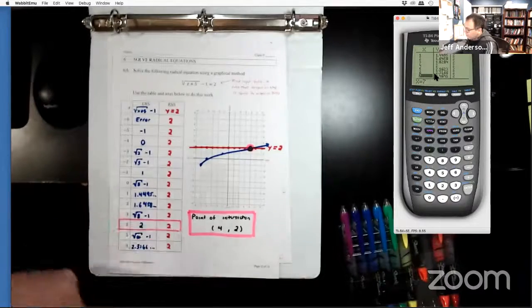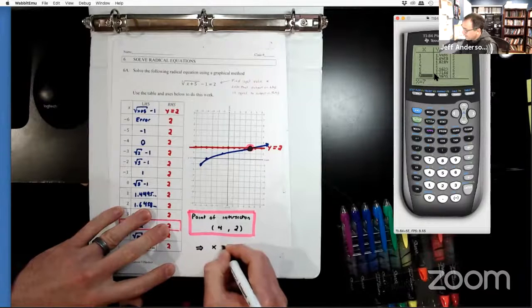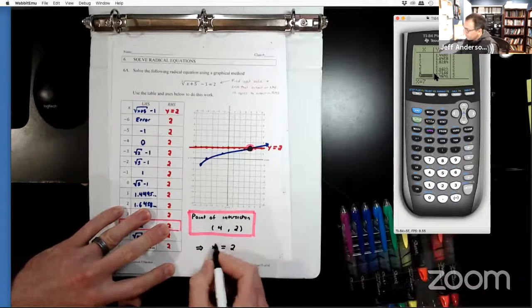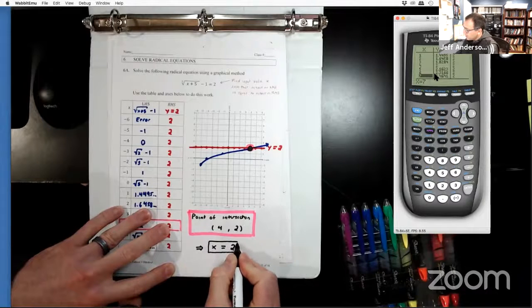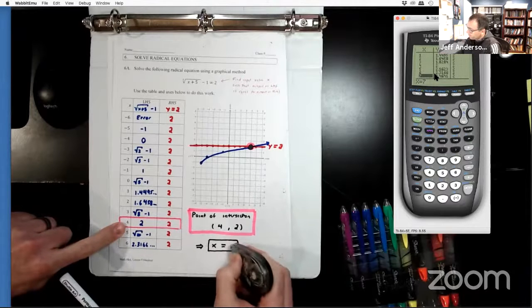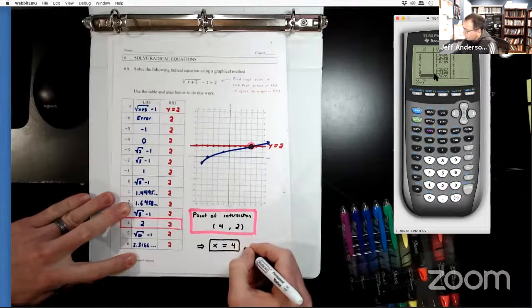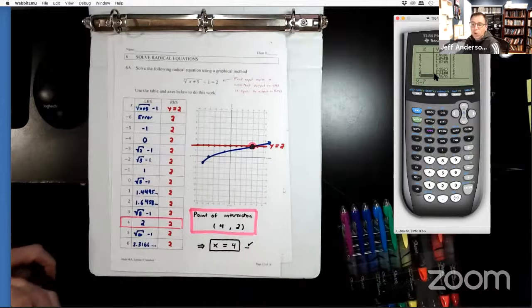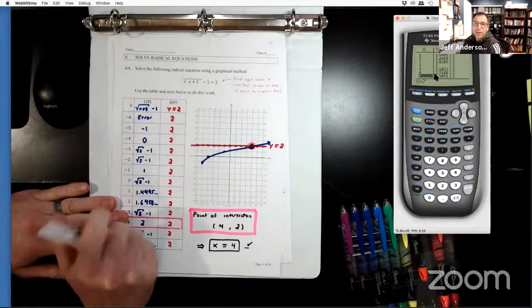Remember that when we solve an equation, we always write our solutions as x equals something. So in this case, we're going to say our solution to this equation is the input value x equal 4. I'm sorry, do you see it? x equal 4, not 2. And with that, we've actually solved our equation, and we've just checked that work verbally.